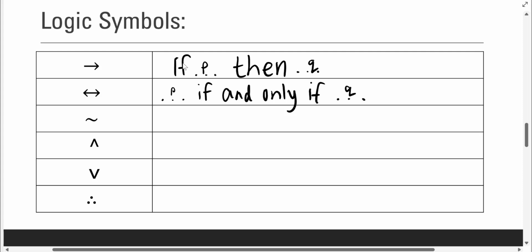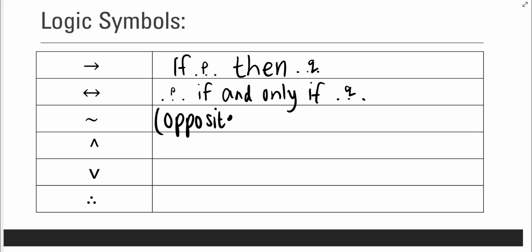Alright, the squiggly is the next symbol. That means opposite. Okay, that means sometimes you make it a negative, or if it's a negative, you make it a positive.